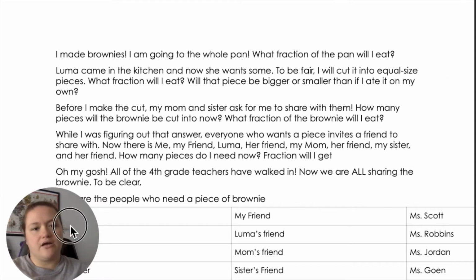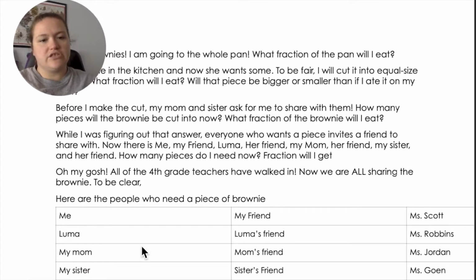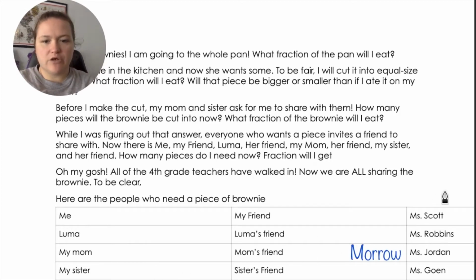Oh my gosh, guys. All of the fourth grade teachers have now walked in. Now we're all sharing the brownie. To be clear, here are the people who need a piece of this brownie: me, Luma, my mom, my sister, all of our friends, Miss Morrow, Miss Scott, Miss Robbins, Miss Jordan, and Miss Goen. That's a lot of sharing.